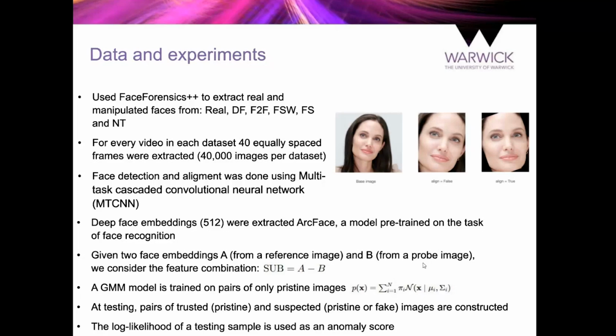Lastly, the log likelihood of a testing sample is then used as an anomaly score, which means that the lower the log likelihood is, the more likely it is that the input combined features is an anomaly, because it doesn't belong to the learned distribution.